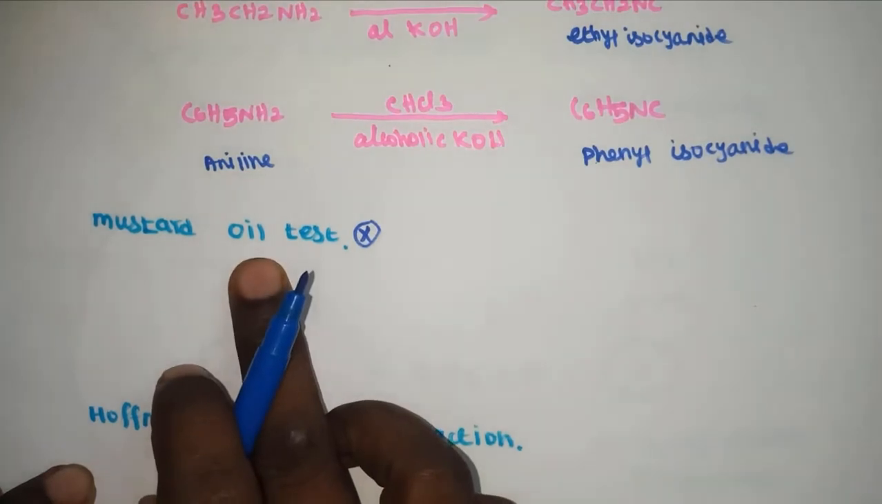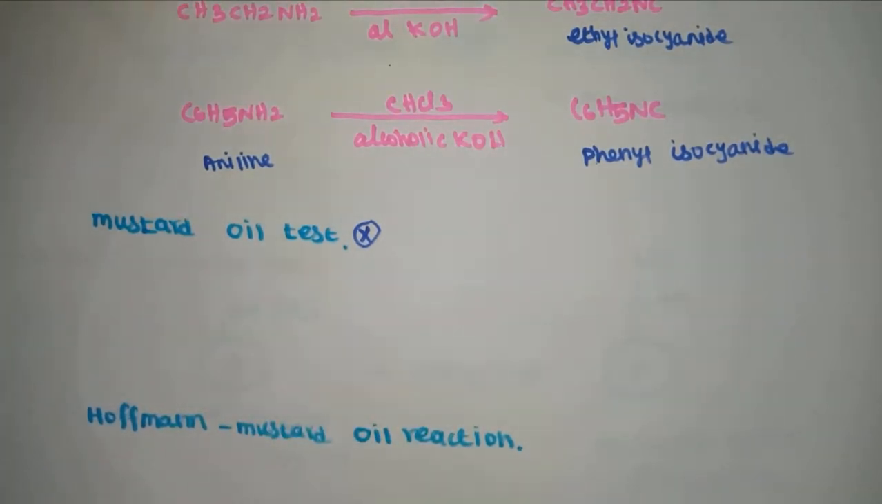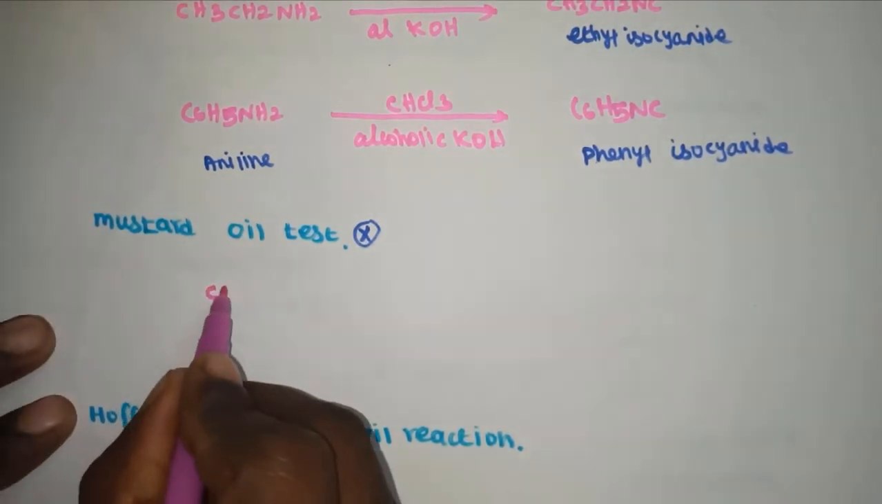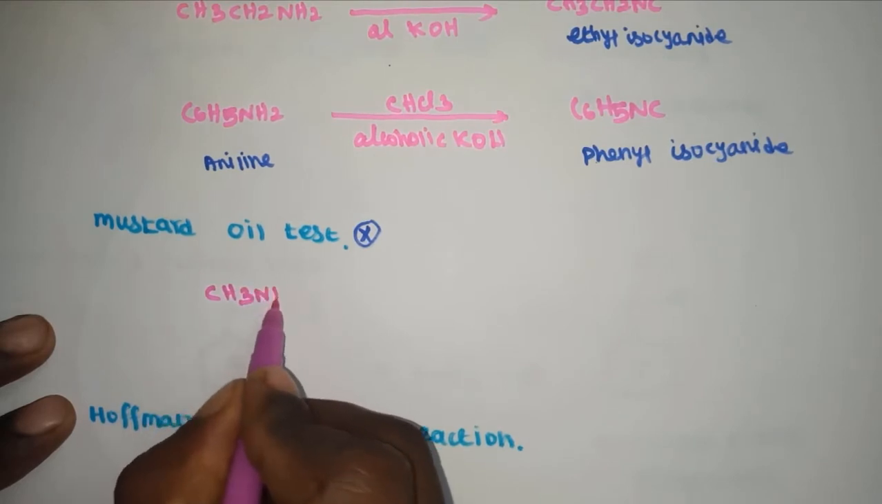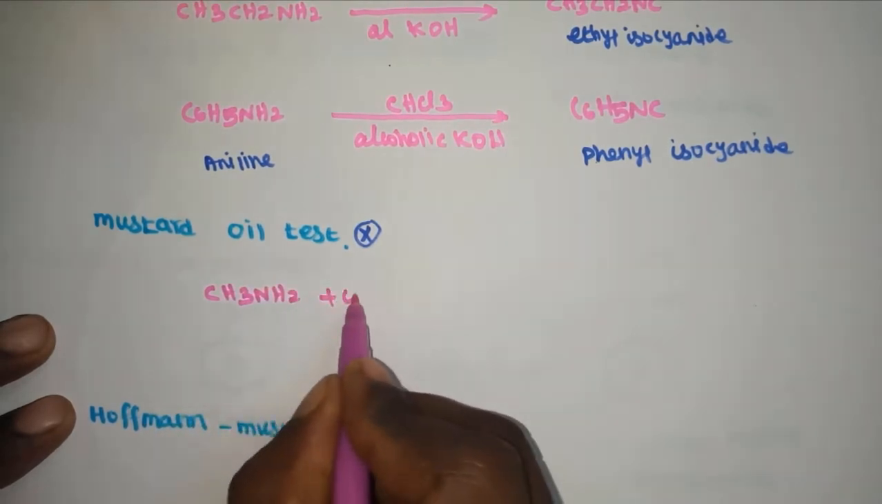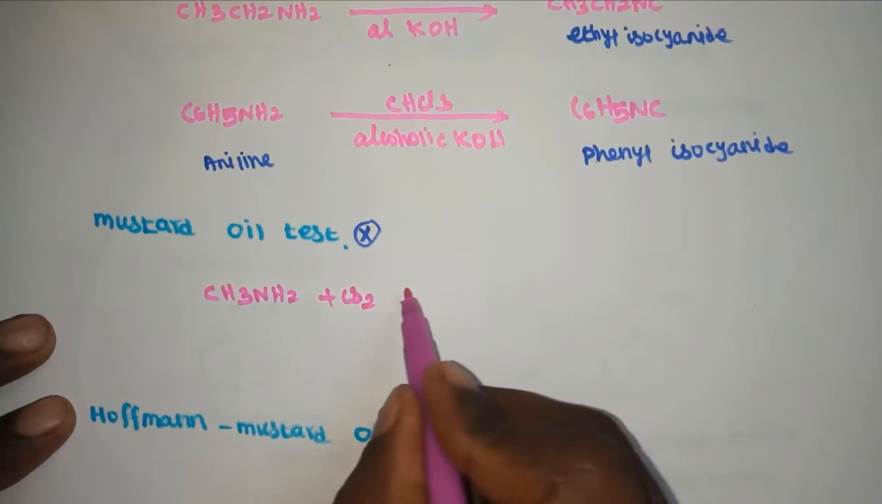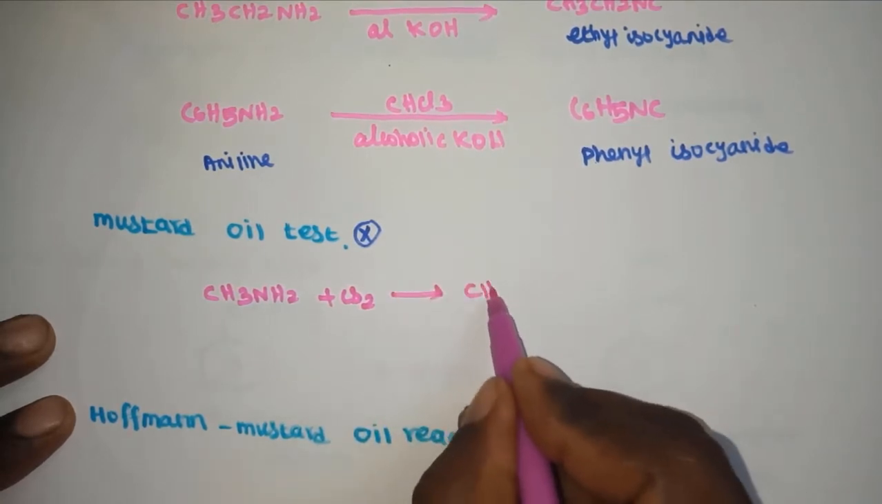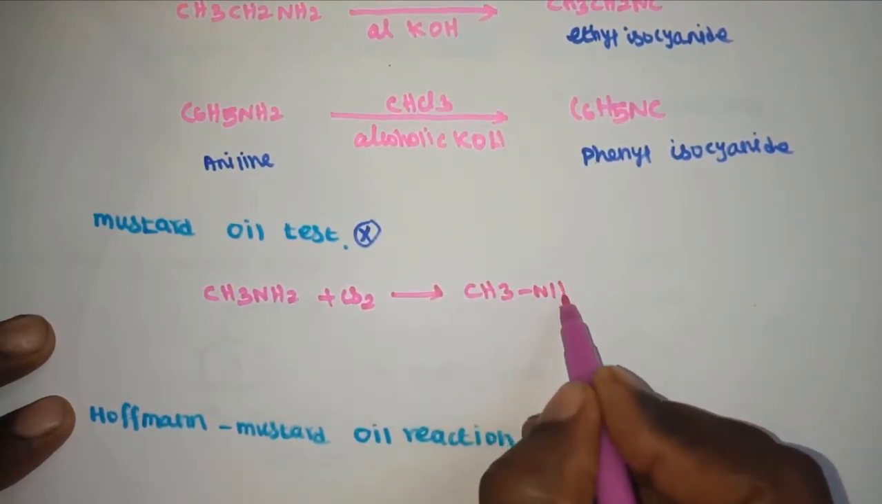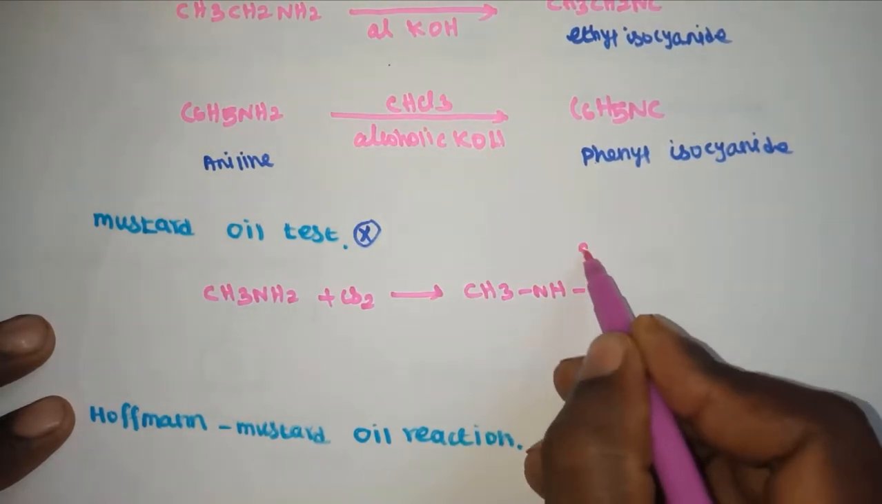This is a very important named reaction. When primary amines are treated with carbon disulfide and then with mercuric chloride, they form an isothiocyanate. This reaction is called the mustard oil reaction. Example, methylamine, CH3NH2. This is methylamine. It reacts with carbon disulfide to form CH3NHC(=S)SH.